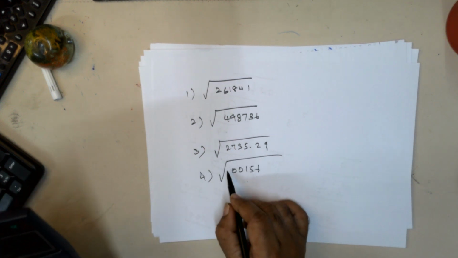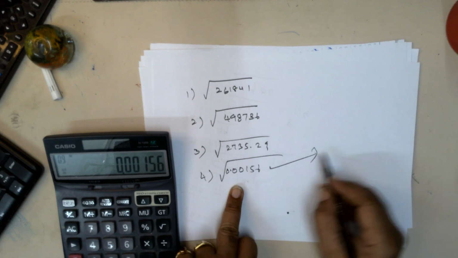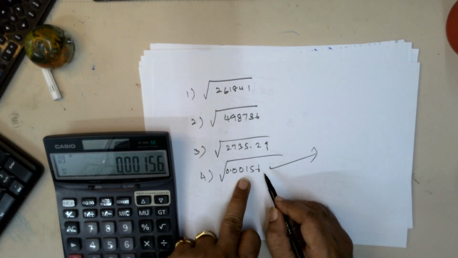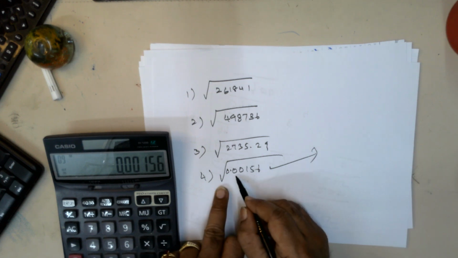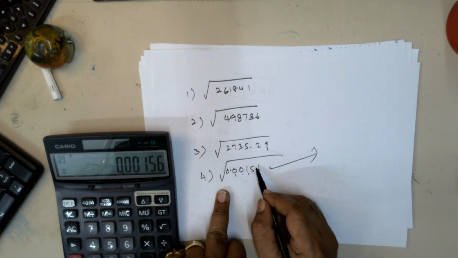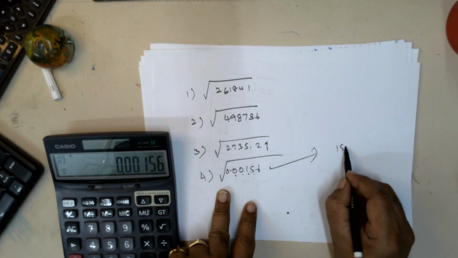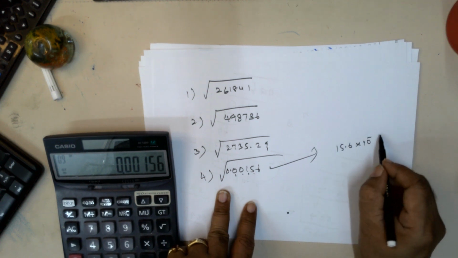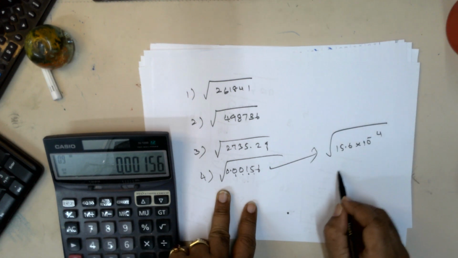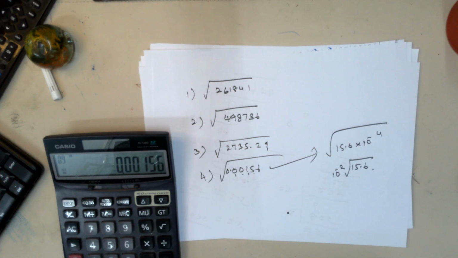You can also try 0.00156. In this case, you can adopt the scientific notation method. For example, you have 156. Scientific notation means 1.56 into 10 power minus 3, but make it an even power. So 4. Therefore, you can write this as 15.6 into 10 power minus 4. For 10 power minus 4, you know already it is 10 power minus 2. Then you can work out for 15.6. Likewise, you can modify it. Okay, try.